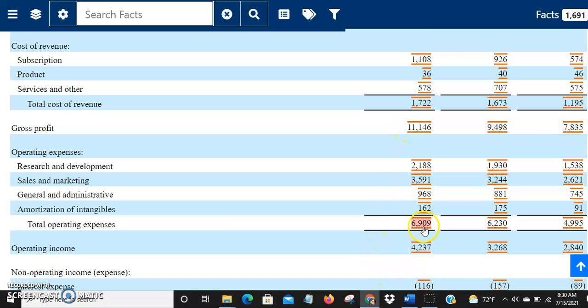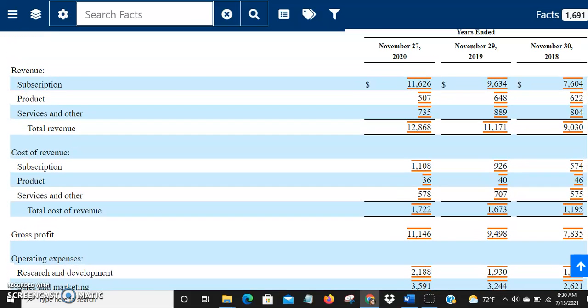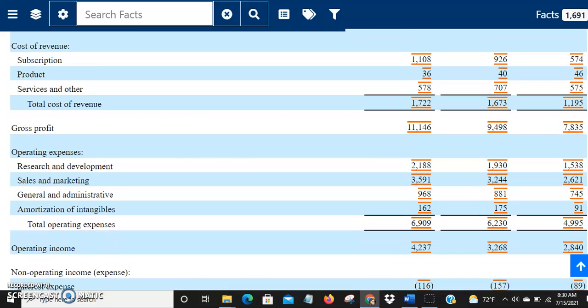All the operating expenses were 6.9. So you subtract that, you get the operating income. From $11.14 billion, you subtract $6.9 billion, you get $4.2 billion. And here again, you can see how it has changed. Year ending November 30th, 2018, it was $2.84 billion. It became $3.2 billion. Now it's become $4.2 billion. So this is another very good growth story, showing how the company is growing at a very steady rate.